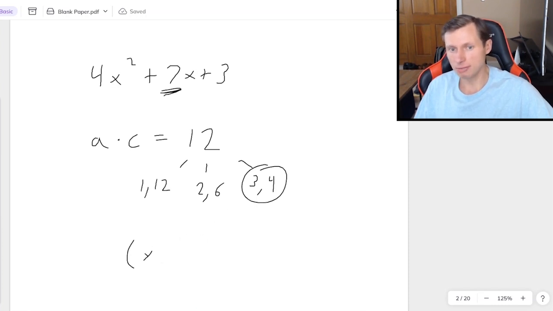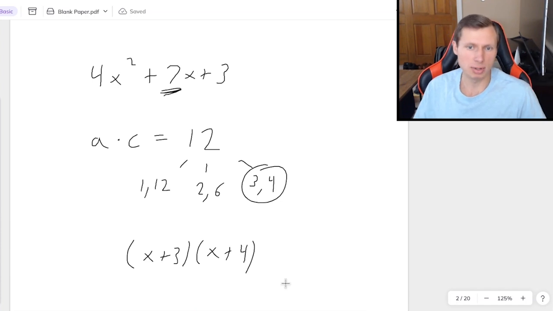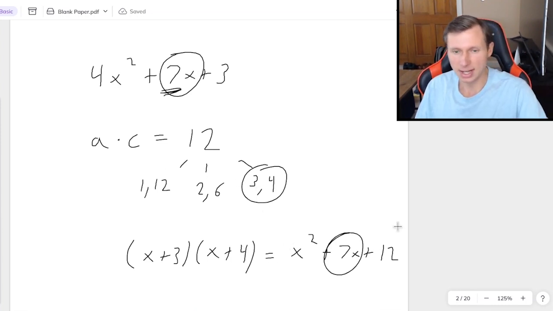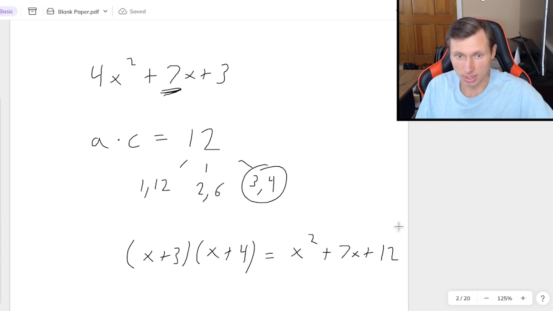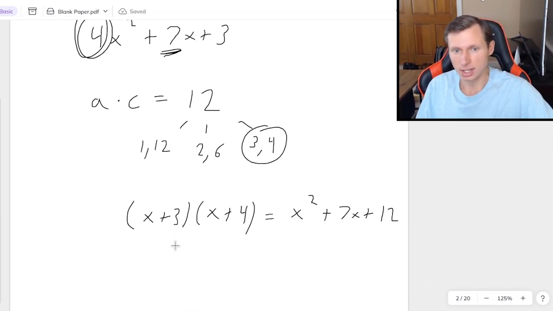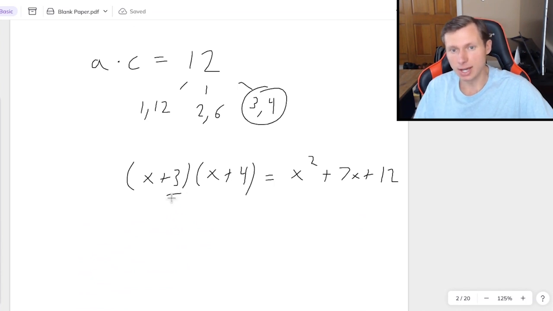However, if you write that the final answer is x plus 3 and x plus 4, this of course is going to be wrong for 2 reasons. Number 1, if you actually FOIL this out, you'll get x squared plus 7x plus 12. And we can see only the 7x matches the original problem. The a term and the c term are both wrong. And that's because there's one more step we have to do, and that is divide by a, in this case 4. And what do I mean by that? I'm saying you divide this 3 by 4, and you divide this 4 by 4, always the a term.